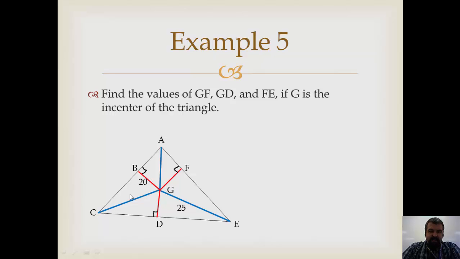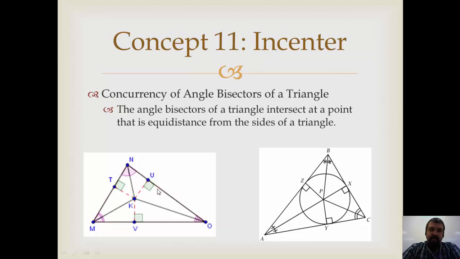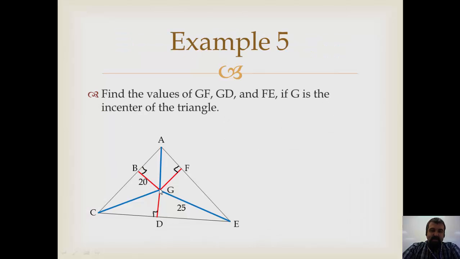Segment CG is an angle bisector of angle BCD. So this angle and this angle here are the same. Note, these blue lines aren't even close to being the same length. However, if I remember my theorem, the angle bisectors of a triangle intersect at a point that is an equal distance from the sides. What that is telling me is that G to F will be the same as G to B as G to D.